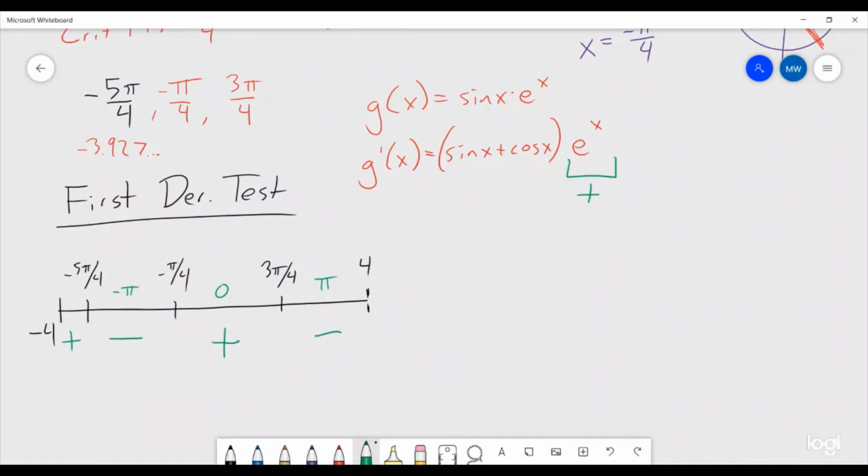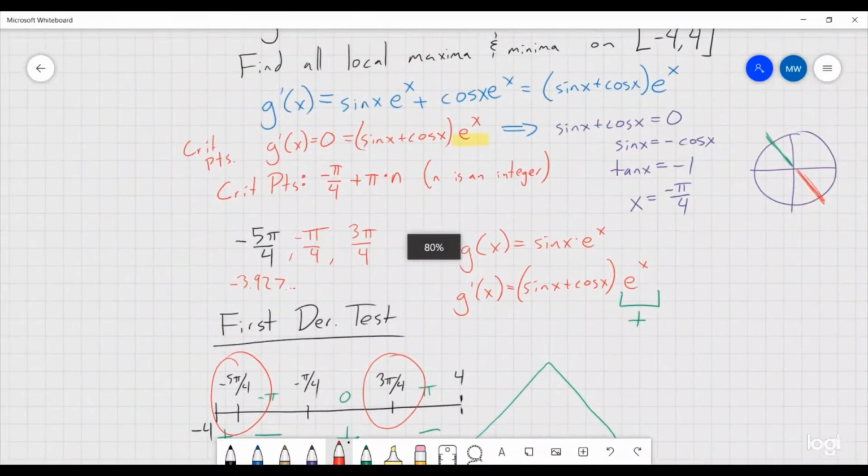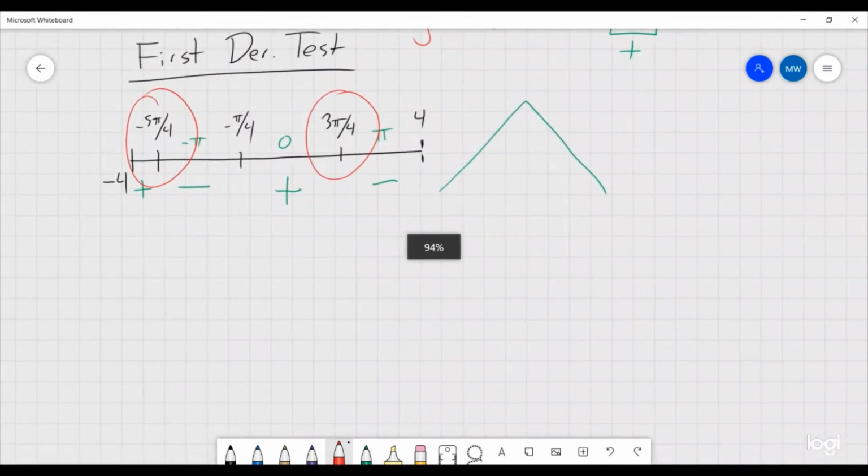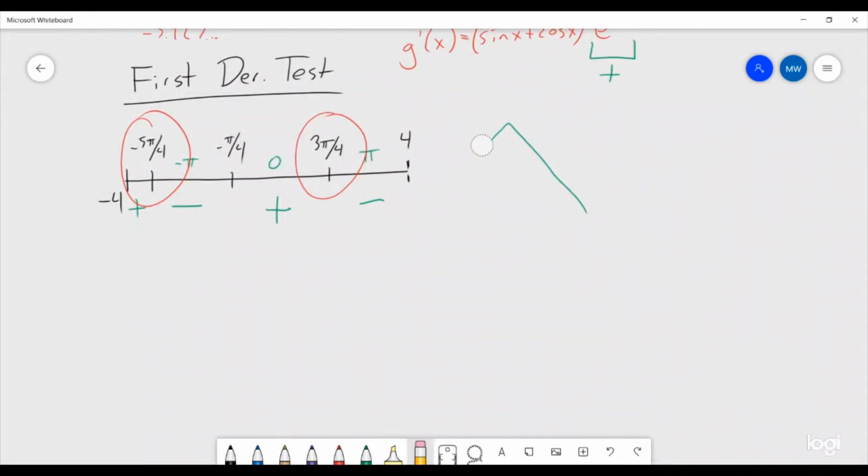So where do we have local maximums? Well, a maximum is where it increases and then decreases. So we have a maximum here and here. So we have local maximums, I didn't have a spot to write it. Oh, that is very bad spelling on my part. We have local max at x equals 3 pi over 4 and negative 5 pi over 4.